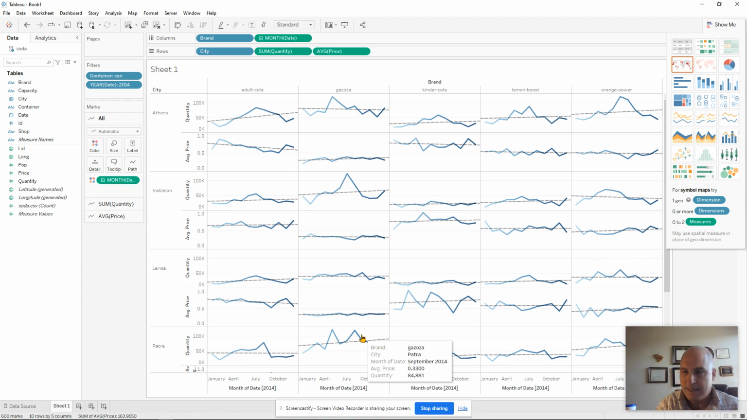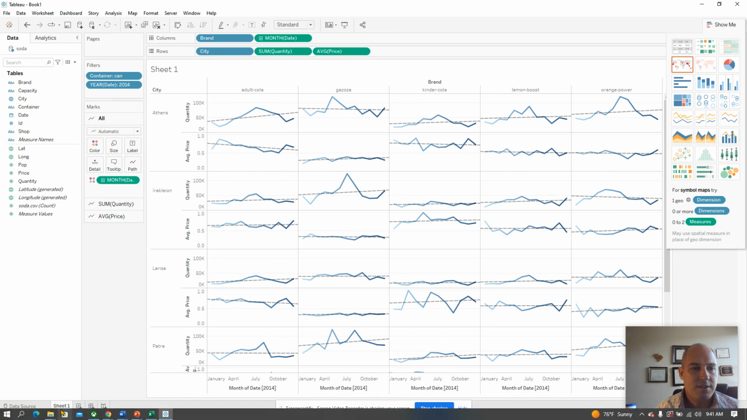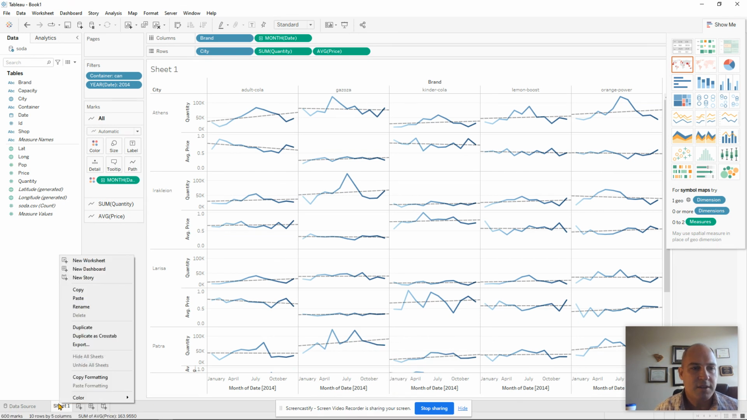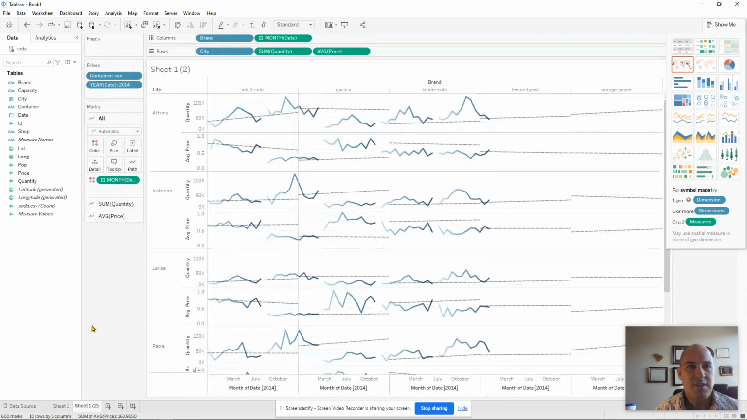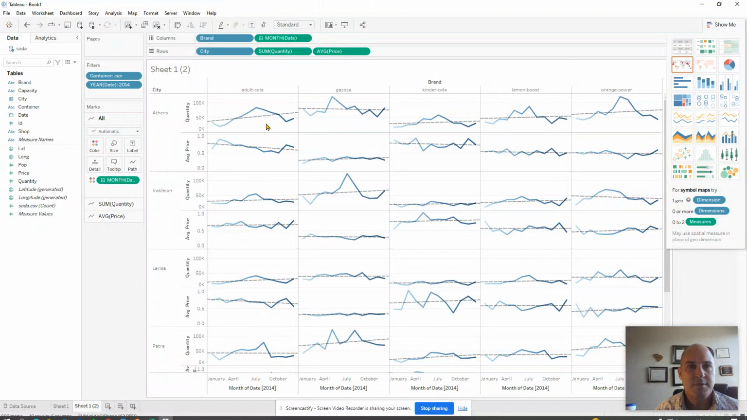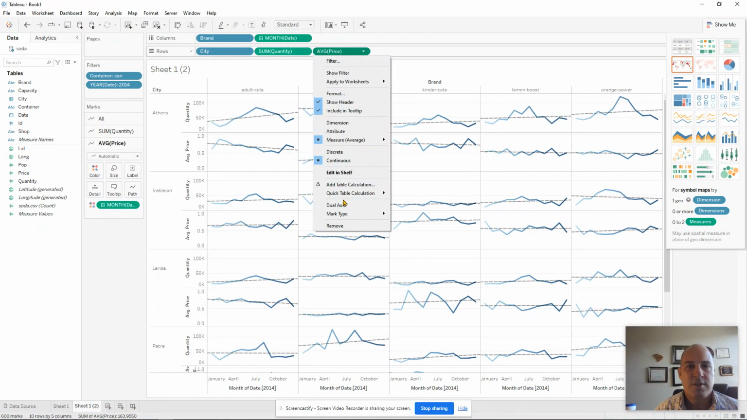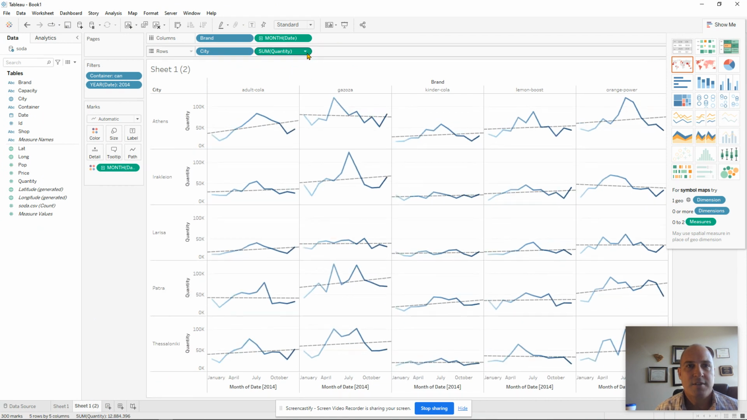Now, the second thing is, how many observations do we have? So, how are we going to figure out how many observations we have for each of these? In fact, let's just go ahead and duplicate this sheet, so I don't have to go through the filters and create all the same stuff that I did before. I got sheet 2 down here, and we're just going to remove these.